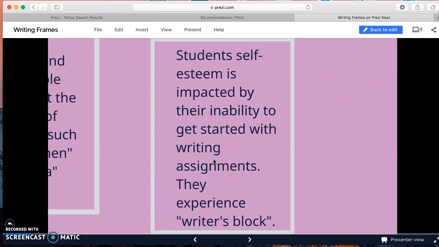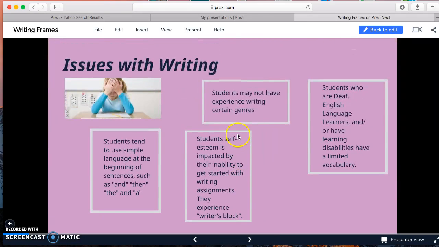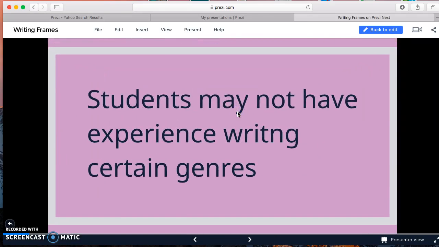Students' self-esteem is impacted by their inability to get started with writing assignments. They experience writer's block. This causes them a lot of stress and frustration. Oftentimes, students may not have experience with writing certain genres, and it's our responsibility as teachers to introduce those genres, which can oftentimes be difficult for us.